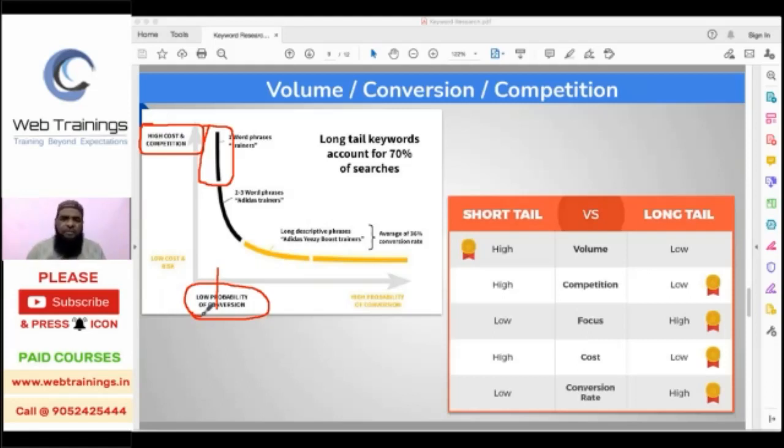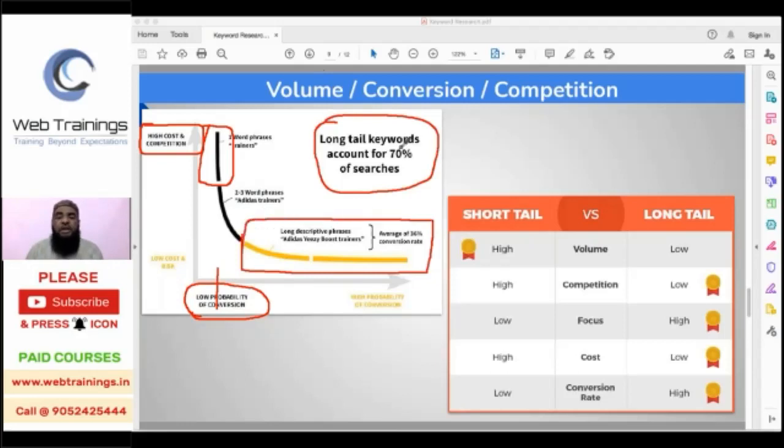In simple terms, short tail keywords we don't want to waste our time on. Why? Because those are reserved for the big brands who want to target any kind of short keyword. For small businesses, we suggest don't go even for medium. Medium is okay, we can go, but almost 70% of overall searches in the market are for long tail keywords. And the average conversion rate of long tail keywords is almost 36%.